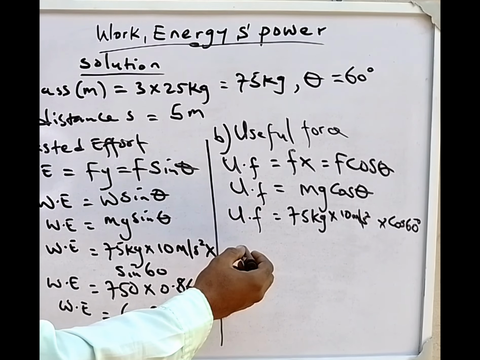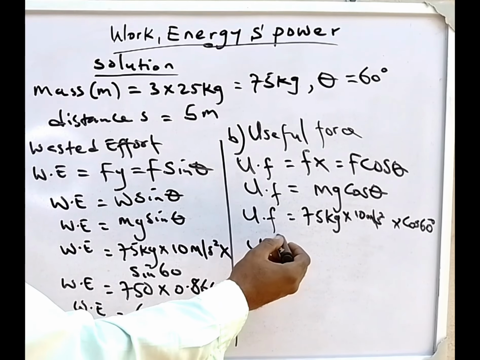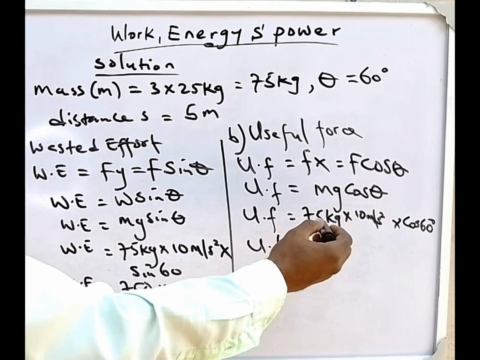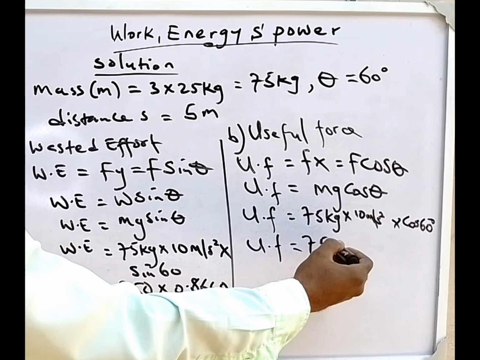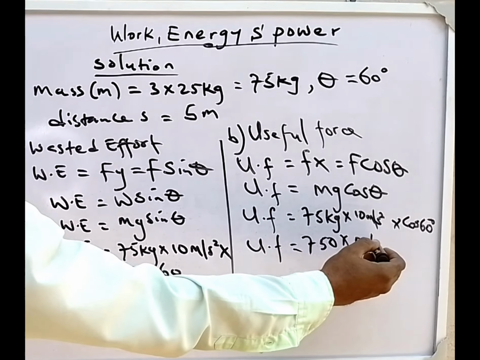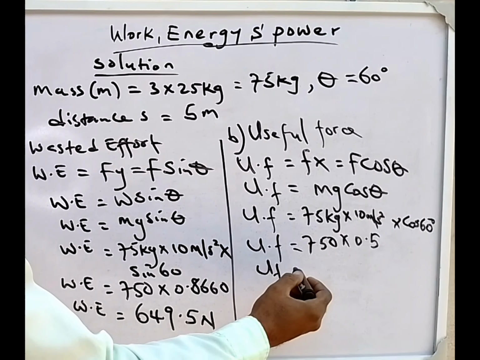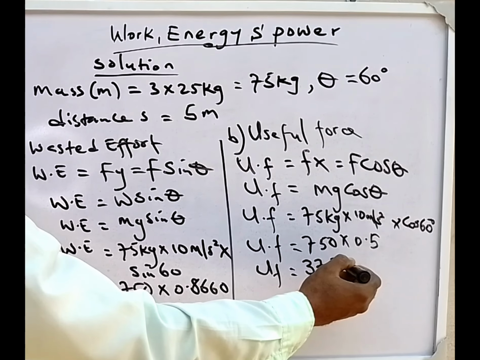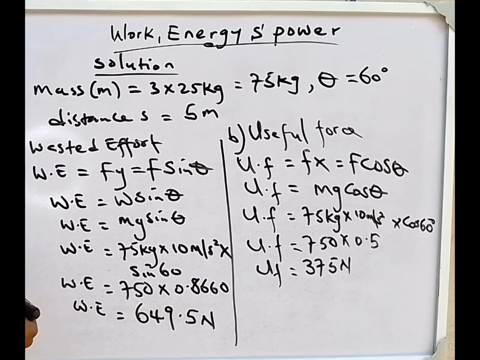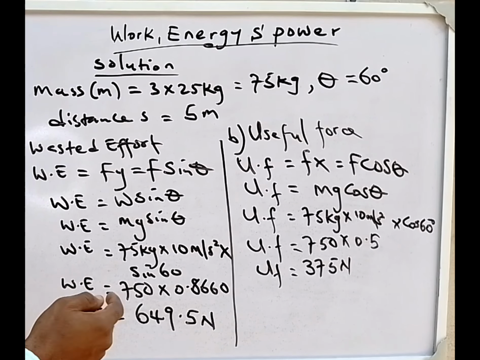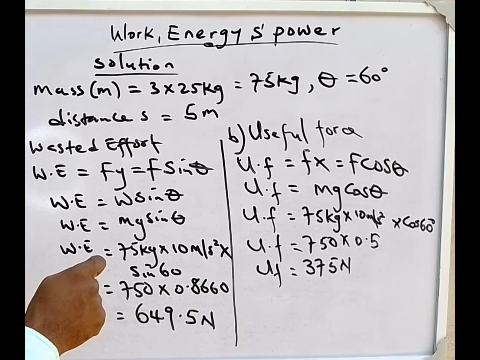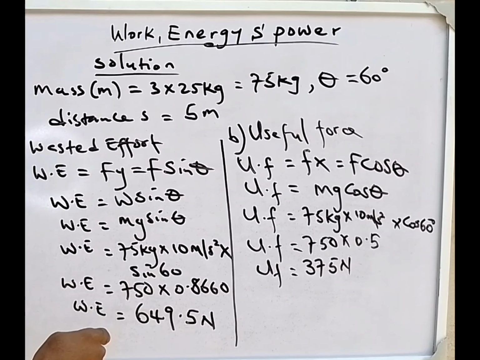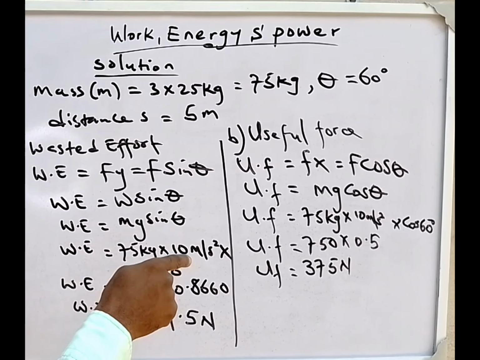So in that case, we are going to have that UF is equal to 750 times 0.5. UF will be equal to 750 times 0.5, which will give you 375 Newton. So this is the useful force applied. So the force that actually did the work, the force used in pushing the barrow, is Fx, and it is equal to 375 Newton.